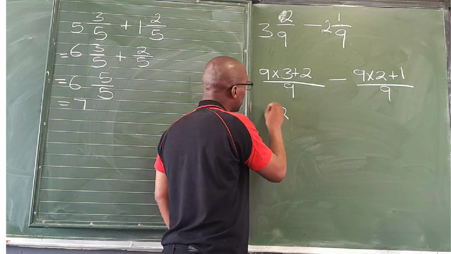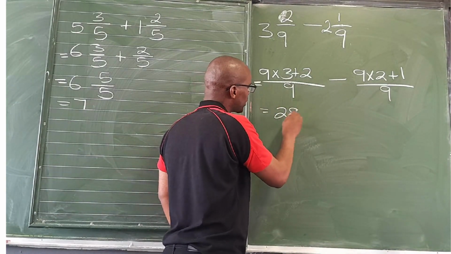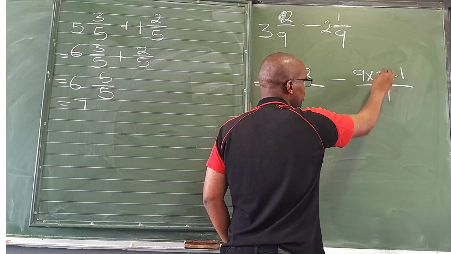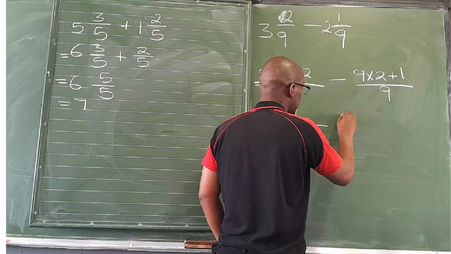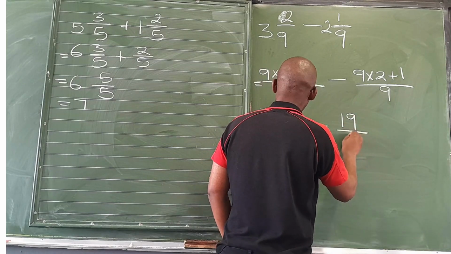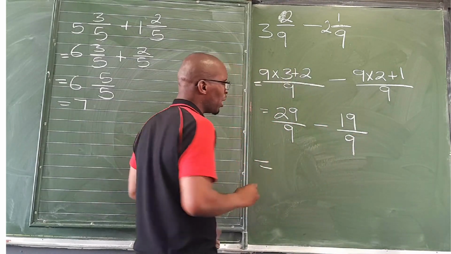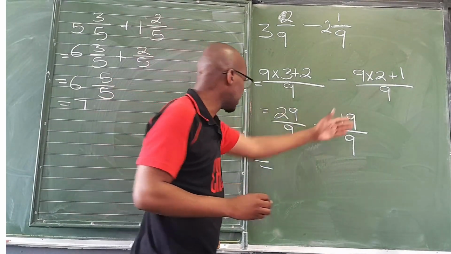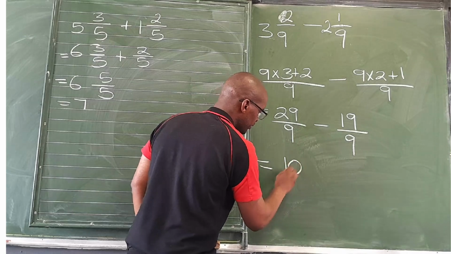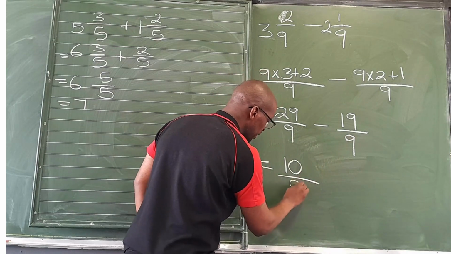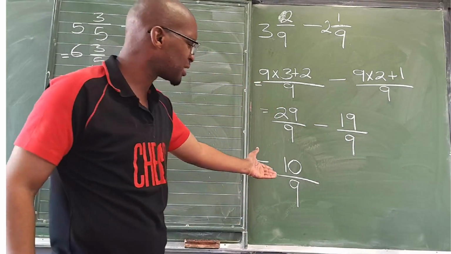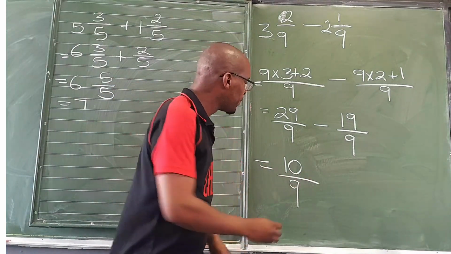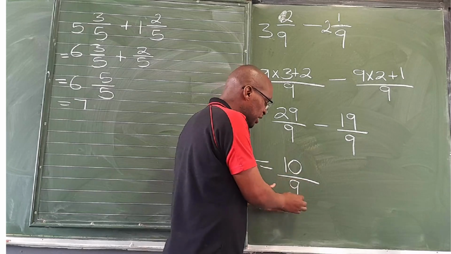So we basically have 29 over 9 minus 9 times 2 here gives us 18. 18 plus 1 gives us 19 over 9. And then if we go ahead and now subtract, we are going to say 29 minus 19 gives us 10. And the denominator stays the same. As you can see, the answer that we have here is what we call an improper fraction, because the numerator is bigger than the denominator.